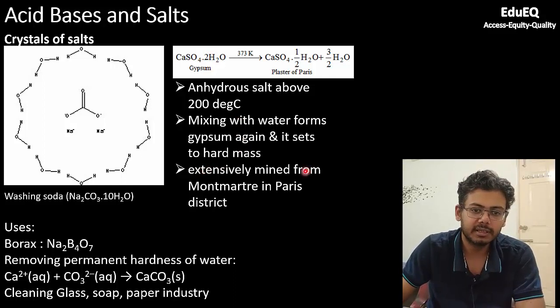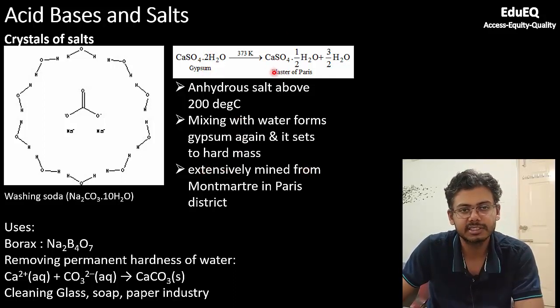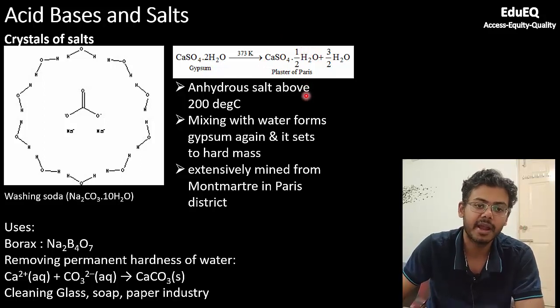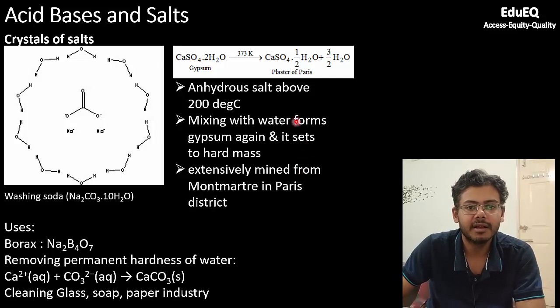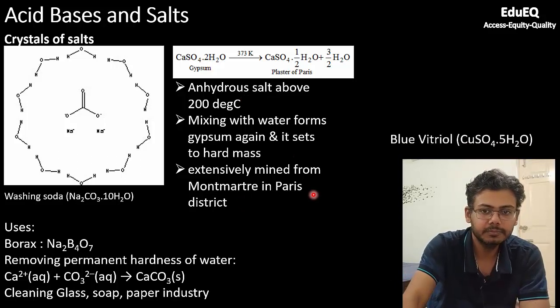Now this type of cement or compound is extensively mined in Paris, and that is how it gets its name, plaster of Paris, because it is abundantly mined in the Montmartre district in Paris.